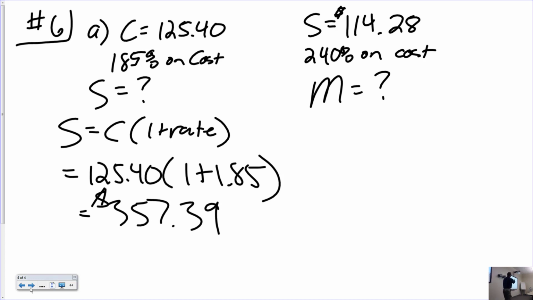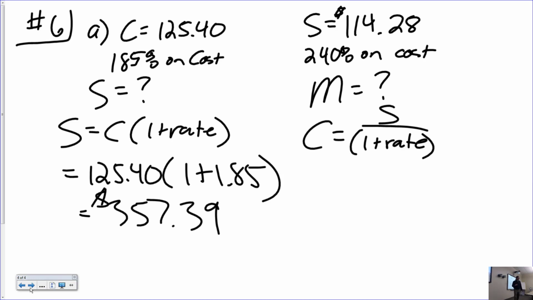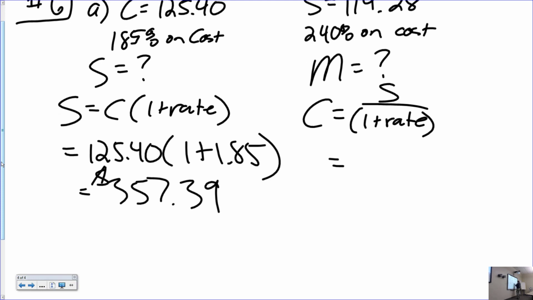Not too painful. Now this one was a little bit trickier. I gave you a hint that said find cost first. When you are given the selling price, you find the cost by doing selling price divided by 1 plus rate, because you're marking up on cost, right? You have to use these formulas, the 1 plus rate formulas. So this is 114.28 all over 1 plus 2.4, because 240% is 2.4, just move it 2 places.